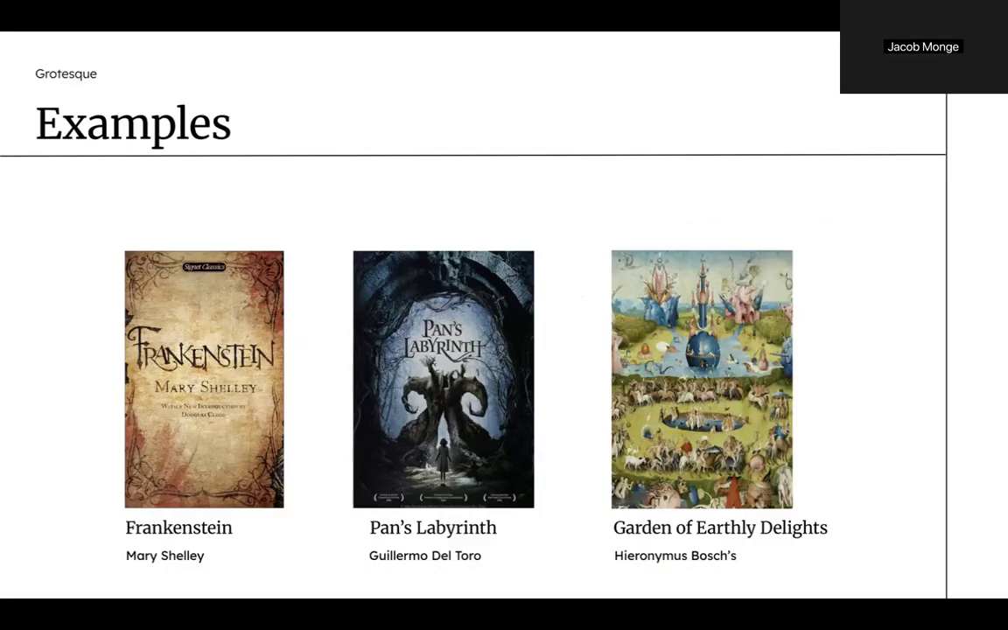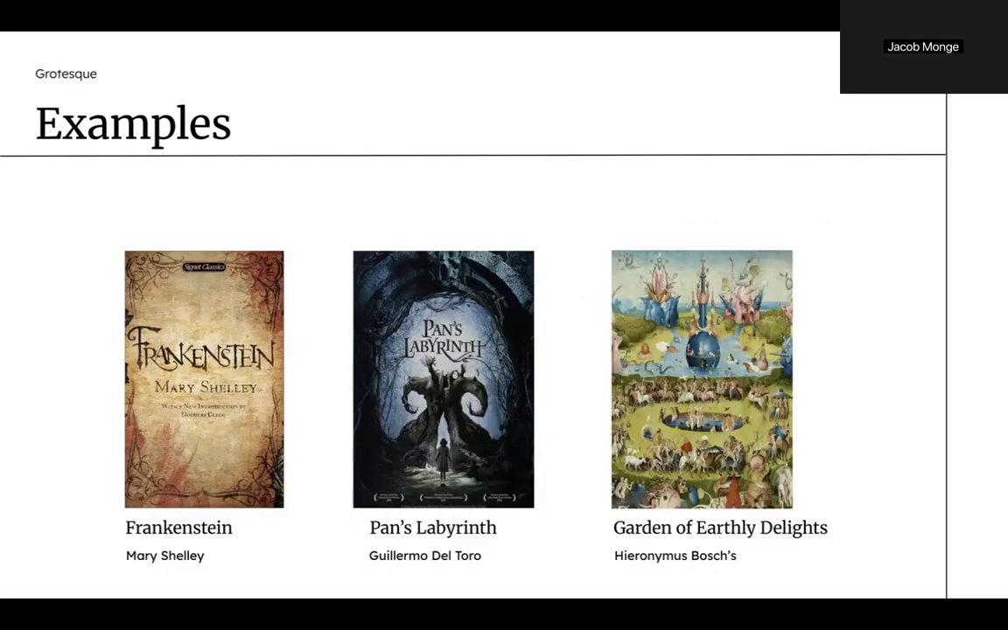The next one is going to be Pan's Labyrinth by Guillermo del Toro. And this is the story of like a creature whose eyes were actually in his hands, which is obviously out of the norm and something that's just incredibly unsettling throughout the entire film.